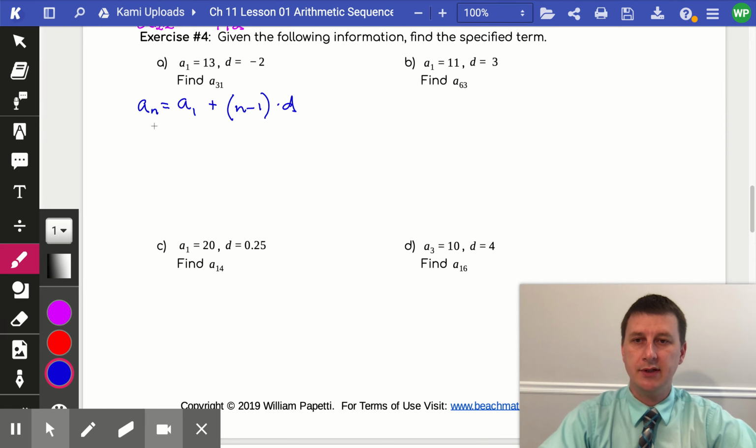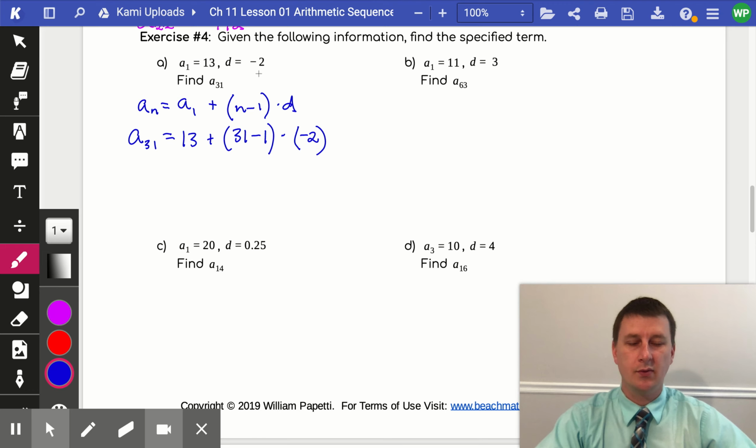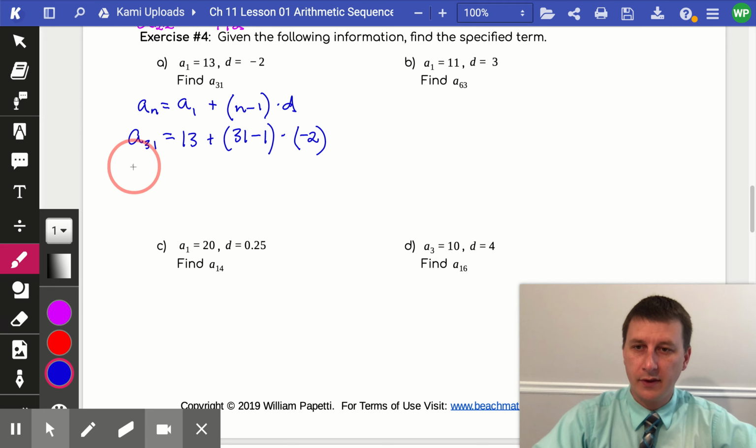So again, let's just substitute in what we know and what we're trying to find. Every time we see an n, we're going to replace it with the 31. This a sub 1 is going to be 13, and the common difference is going to be negative 2. So we know that n is going to be 31. We know our first term is 13 plus n is going to be 31 minus 1 times our common difference of negative 2. So just by simplifying this, we can arrive at our 31st term.